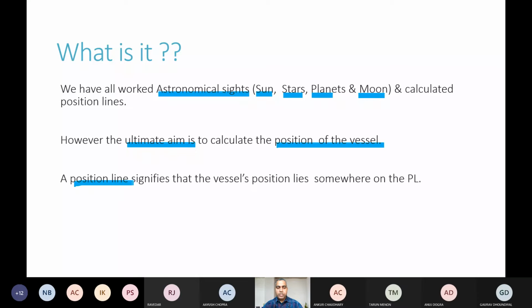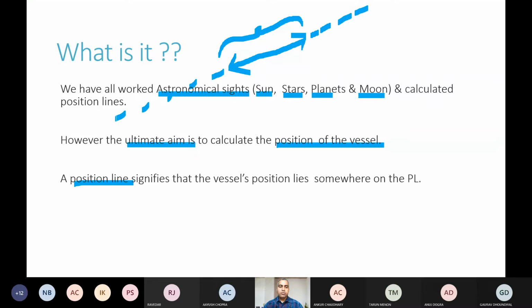A position line only signifies that the vessel's position lies somewhere on that PL, but it could be anywhere on the PL. In fact, when we mark these two arrows on the ends of the PL, let's say this is the PL which you are having, we mark these arrows on the end of PL. They signify that it is not that the vessel's position is going to be only within this zone. It can be anywhere on the PL extended. So that is what a PL signifies.